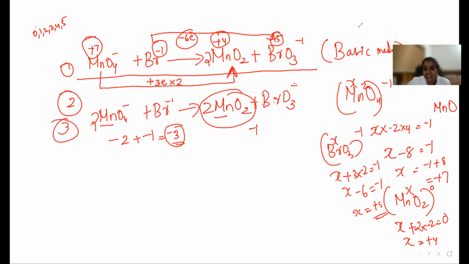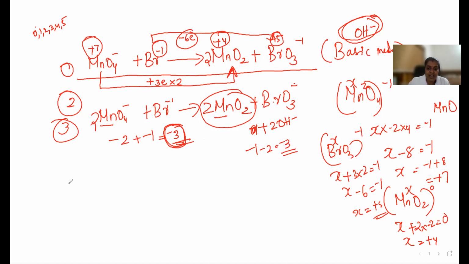Since it is a basic medium, we can add OH minus only. We are not going to add H plus ion here. If you add H plus ion, the charge will increase, like minus 1. So OH minus is the only possibility to add. We can equate minus 1 to minus 3 by adding how many? 2 OH minus to this side. If you add 2 OH minus, minus 2 will come, so as a total minus 3. In this way, we can equate the charge on both sides.